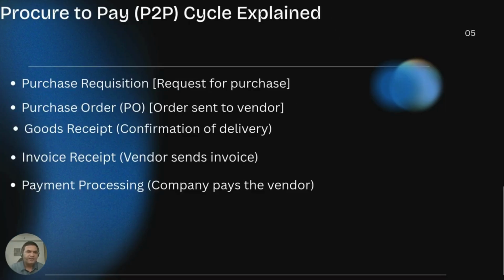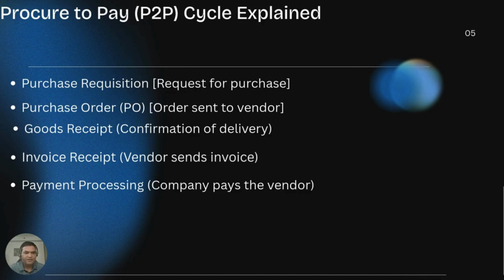What is procure to pay cycle? Procure to pay cycle starts from the purchase requisition, which means you make a plan, you make a request of what you want to purchase. The second step is purchase order, where you create a document that is sent to the vendor that contains all the details of the purchases that you want to make.